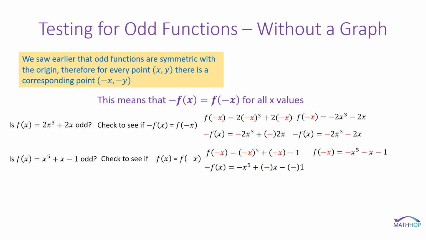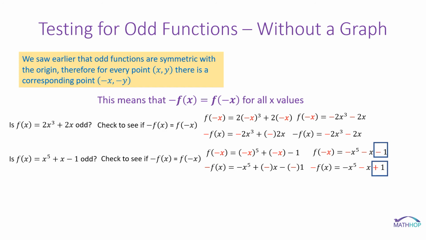Let's negate the whole thing. This means we negate every term. So negative x to the fifth minus x plus 1, right? If we negate a negative 1, that gives us a plus 1. So these are not the same. We've got a negative 1 there. We've got a plus 1 there.